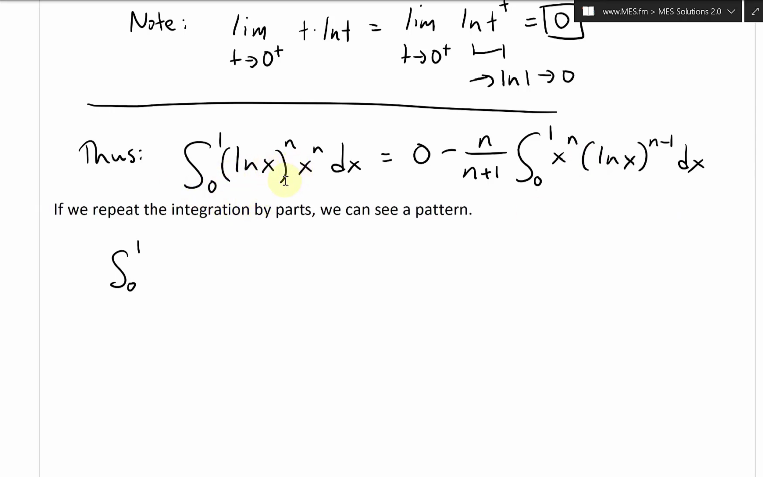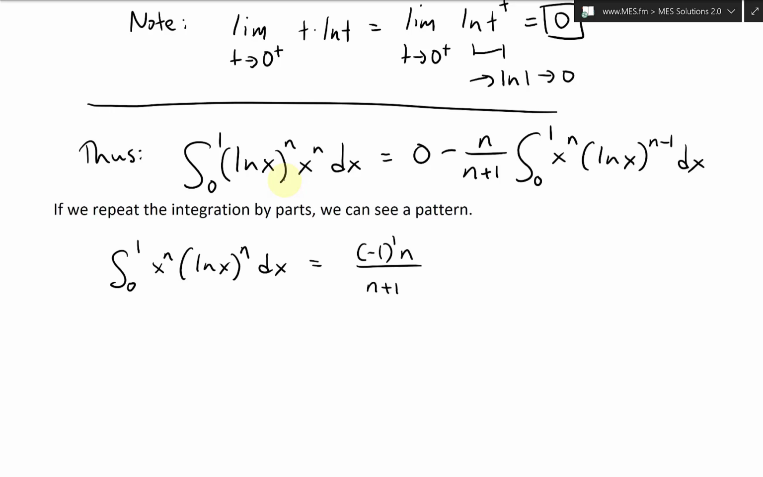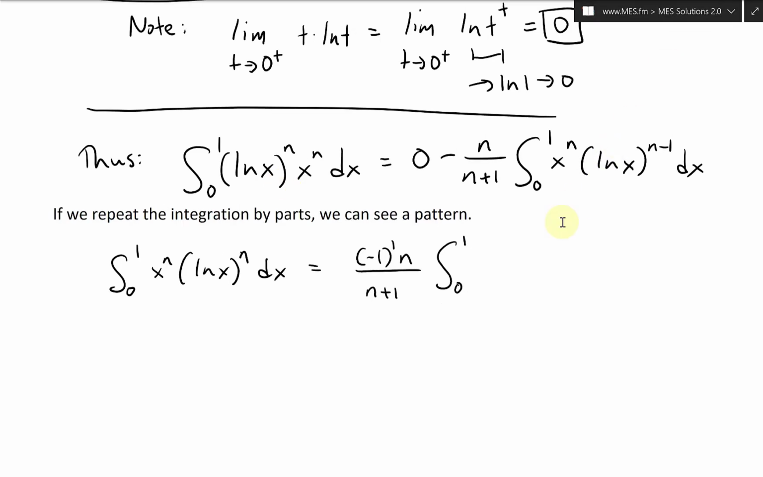So move this x^n in front as it was originally. So the integral of x^n (ln x)^n dx equals negative, I'm going to write this negative 1 to the power of 1 times n over n plus 1, and then times, it's a negative 1 like that, the integral from 0 up to 1 of x^n, and then (ln x)^(n-1) dx.